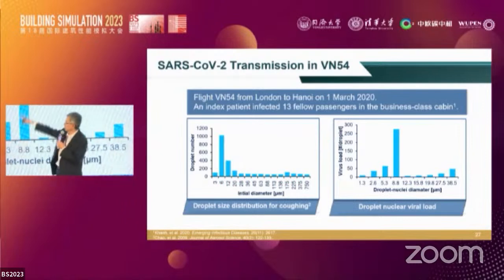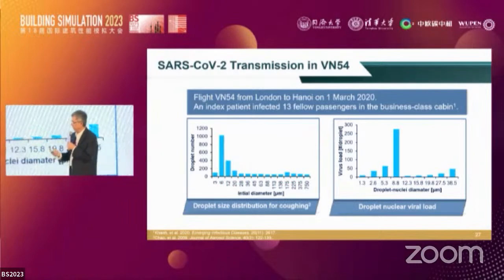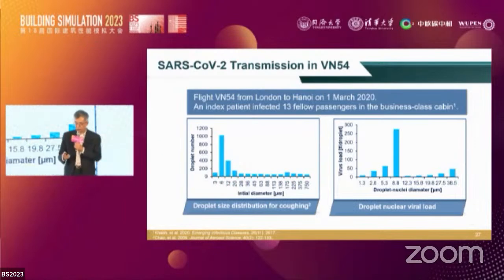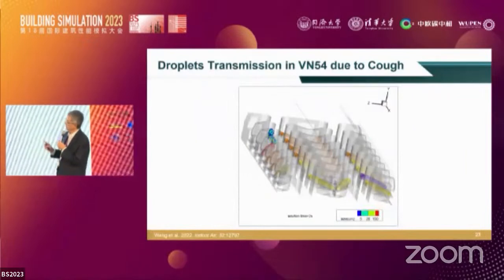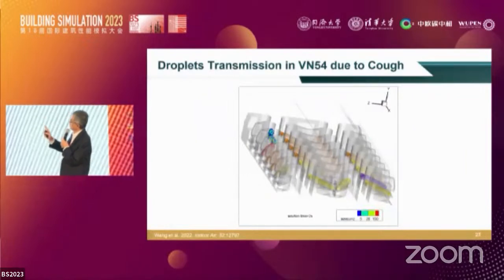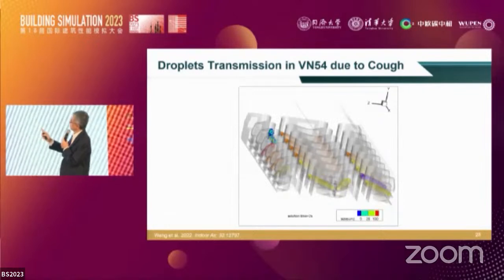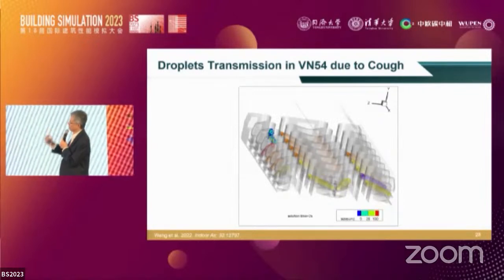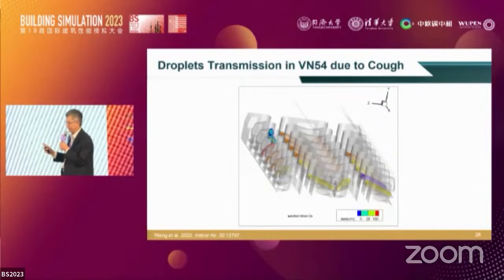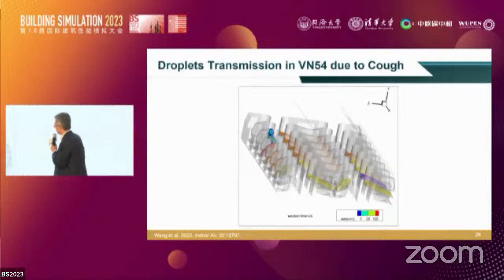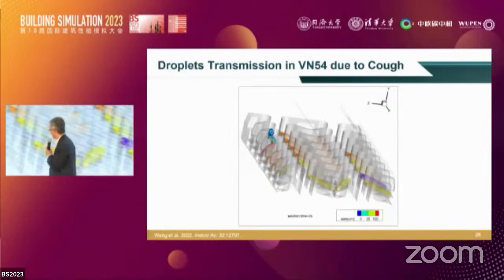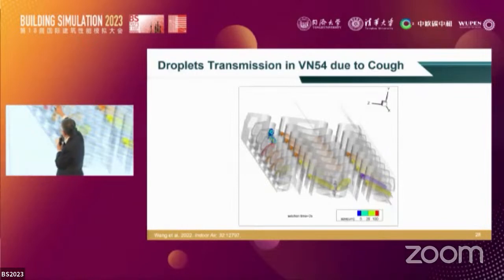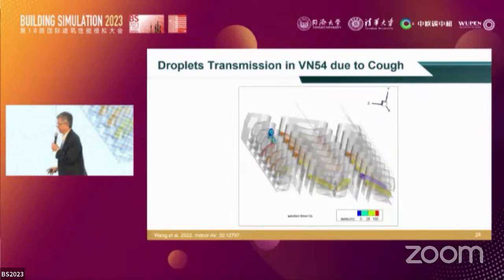So you can also determine the total virus copies inside. With that information, we can simulate a scenario. This is the real scenario: a Vietnamese airline, Flight 54 from London to Hanoi in 2020, very early. This is a Boeing 787 commercial airplane. That's a business class cabin. A passenger sitting in this position was the index patient.